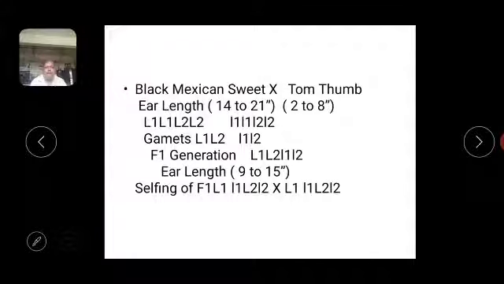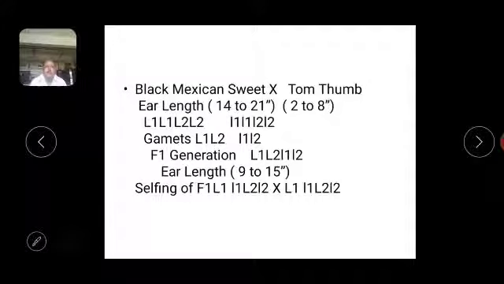If we form the gametes, from black Mexican sweet we get capital L1, L2 as a gamete, and from the Tom Thumb variety, we get small l1, small l2. The F1 generation will be heterozygous, having capital L1, capital L2, small l1, small l2. Here, only 2 dominant genes and 2 recessive genes are present, and there is no dominance of any gene. Therefore, in the F1 generation, we get ear length of 9 to 15 inch.